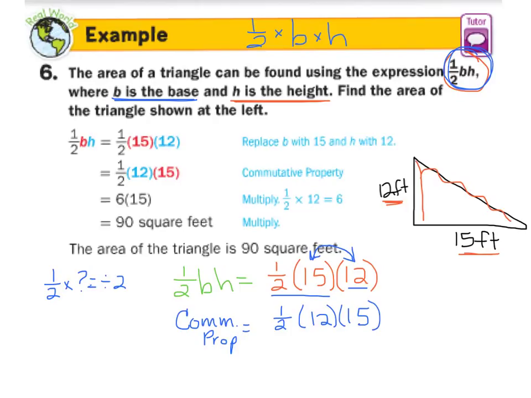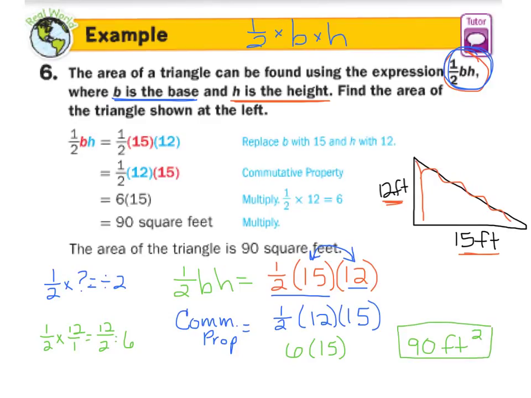So 1/2 of 12 then is 6, because it's the same as 12 divided by 2. We could do it with our fractions. 1/2 times 12, we put it over 1, and we can get 12 over 2, which is 6. Or we could do it mentally. And we're going to take 6 times 15 now, and that's a little bit easier for me to do. I can do 6 times 5 is 30, carry the 3, and 6 times 1 is 6 plus 3 is 9. So it's 90 feet squared.